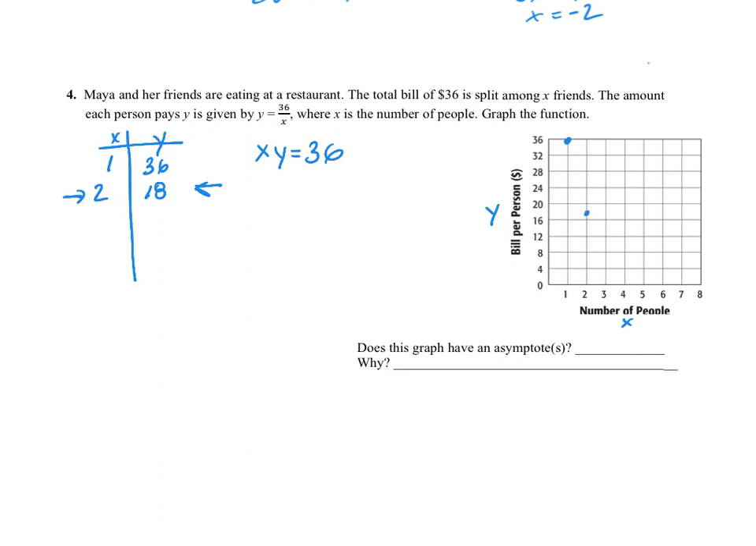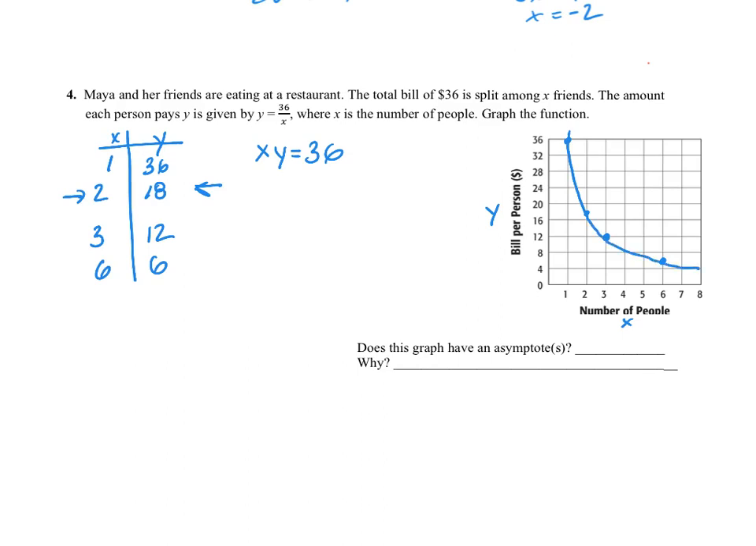Let's do 1 or 2 more here. If 3 people go, that means that 3 times 12 is 36. So the bill is going to be 12 bucks per person. And here, let's do something crazy and say I got 6 people, Maya and 5 of her best friends go. That means the bill is only going to be 6 bucks apiece. Going with that many friends, if you still have 36 bucks, probably means you're going to go on some sort of a diet.